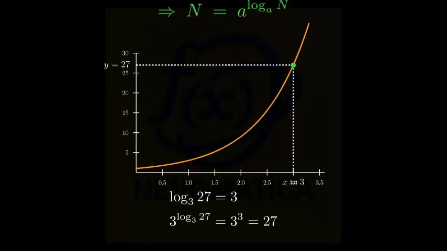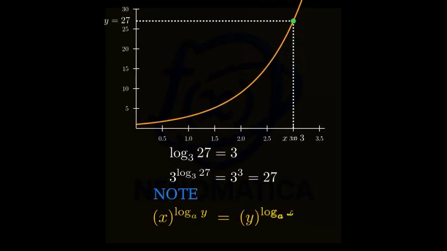Set s equals log base a of x and t equals log base a of y. Then x equals a to the s, and y equals a to the t. Therefore, x to the log base a of y equals a to the s times t, which equals a to the t times s, which equals y to the log base a of x.